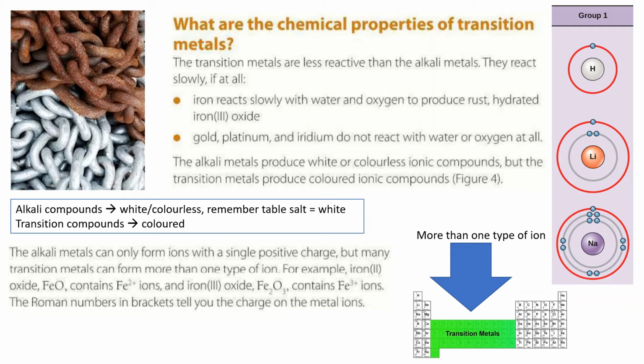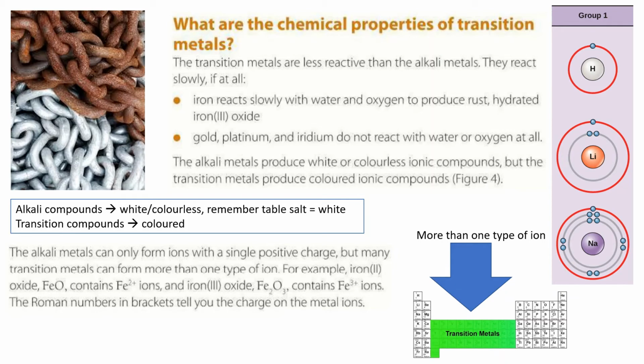Just remember that the alkali metals will produce white or colorless ionic compounds. For example, sodium chloride, which is table salt, is white. That is an ionic compound because it is made of sodium and chlorine. Transition compounds are colored. So, for example, copper sulfate will be blue. So remember that transition compounds are colored, and alkali compounds are white or colorless.